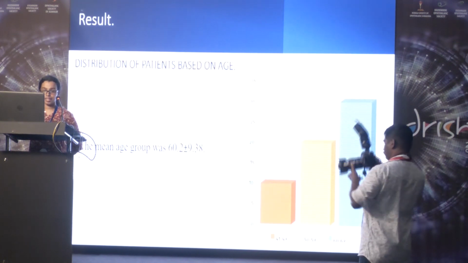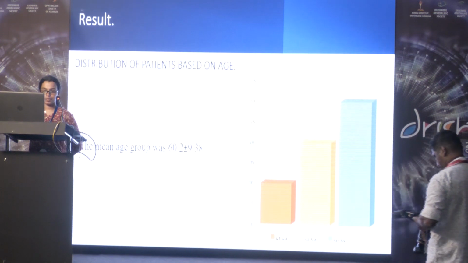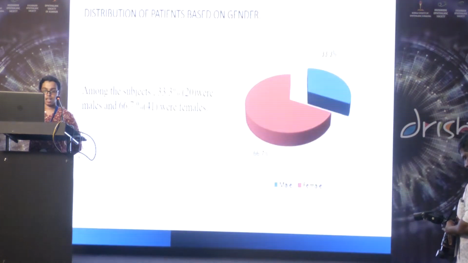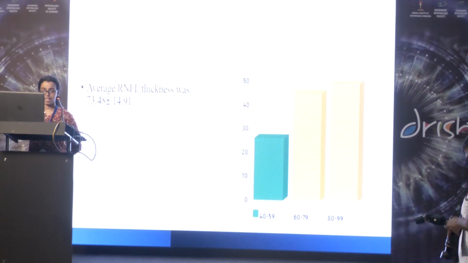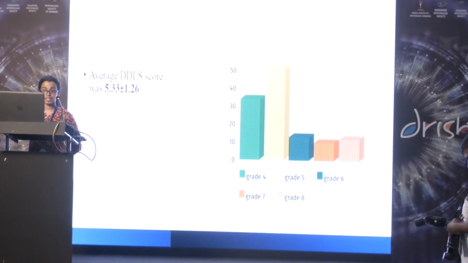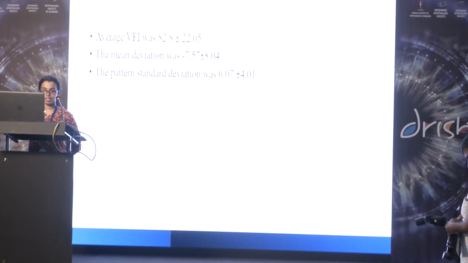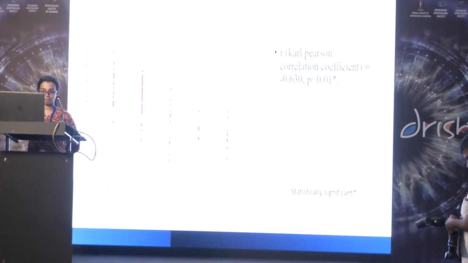Result: the mean age was 60.2 with a standard deviation of 9.38. Among the subjects, 33% were males and 6.7% were females. Average RNFL thickness was 73.48 with a standard deviation of 14.91. Average DDLS score was 5.33 with a standard deviation of 1.26. Average visual field index was 82.8 with a standard deviation.